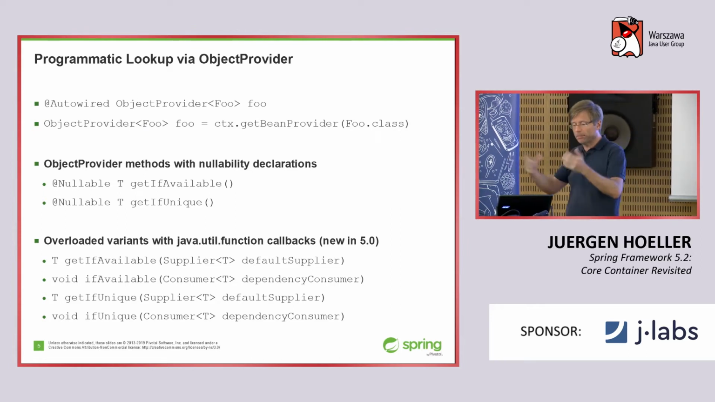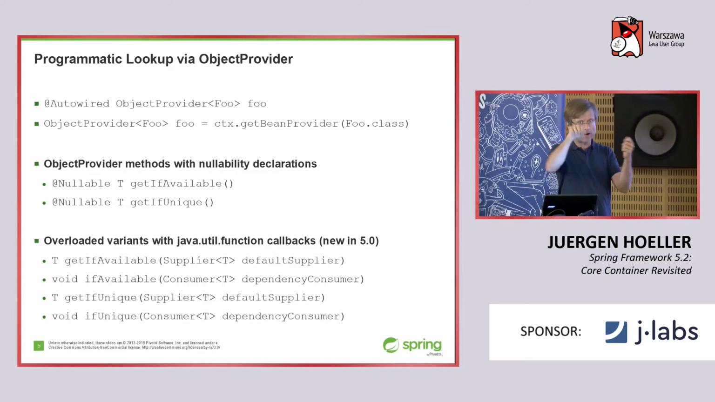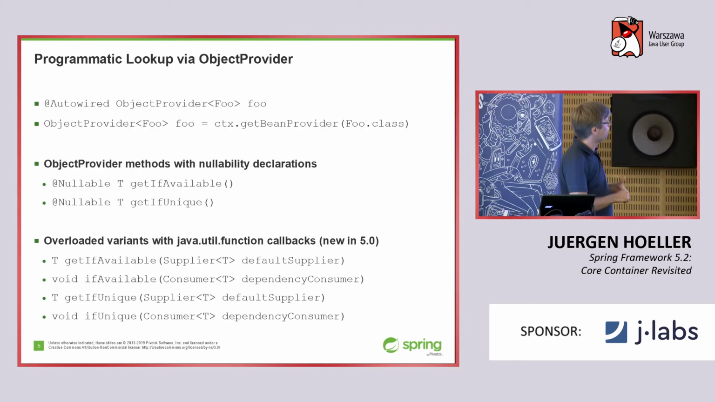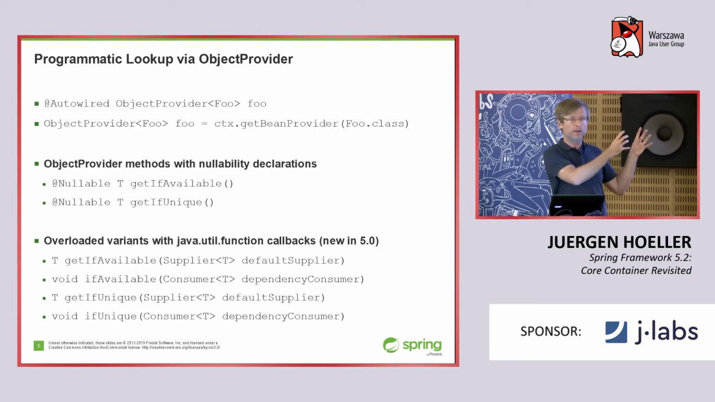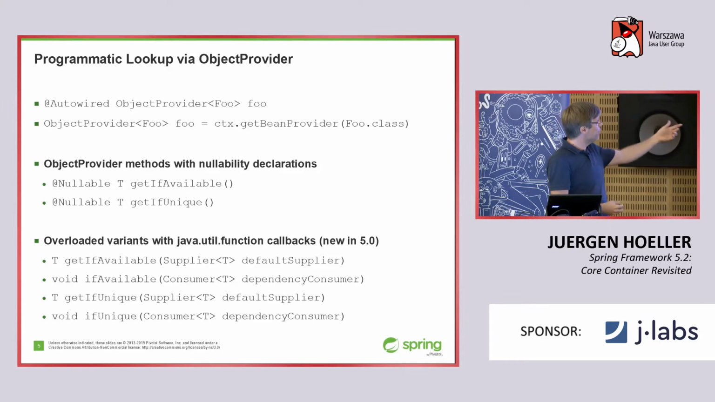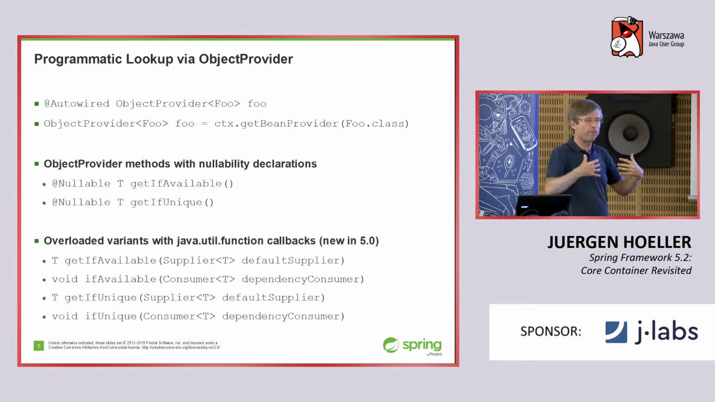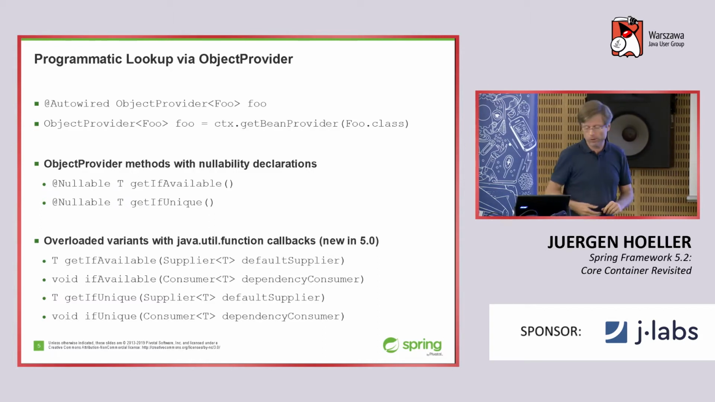And of course, you can supply a Lambda expression here. Just a Lambda expression that says, instance, arrow, do something with it, right? As you receive it. And the same for getIfUnique. So that's the sort of stuff we're doing. Java 8 language revisions using the Java util function packages for a more idiomatic, more functional, and more Java 8-oriented interaction style, and nullability declarations also illustrated above here.